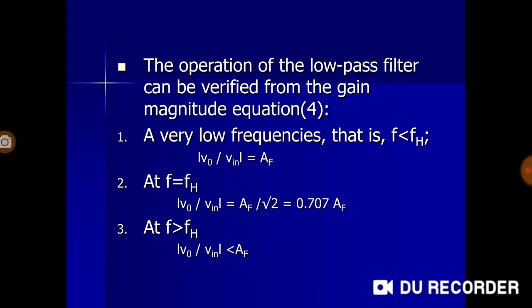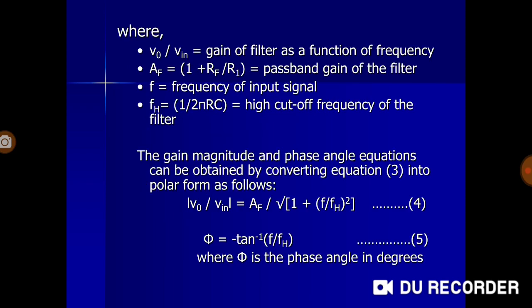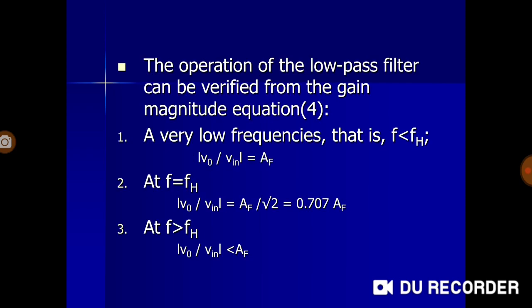At very low frequencies, that is f is quite less than fh, f by fh is almost equal to 0. The numerator is negligible with respect to the denominator, so this whole fraction becomes extremely negligible, that too squared. So we can ignore this part, and it is under root of 1. So AF by under root of 1 is AF. When f is quite less than fh, the gain is given by the passband gain AF.